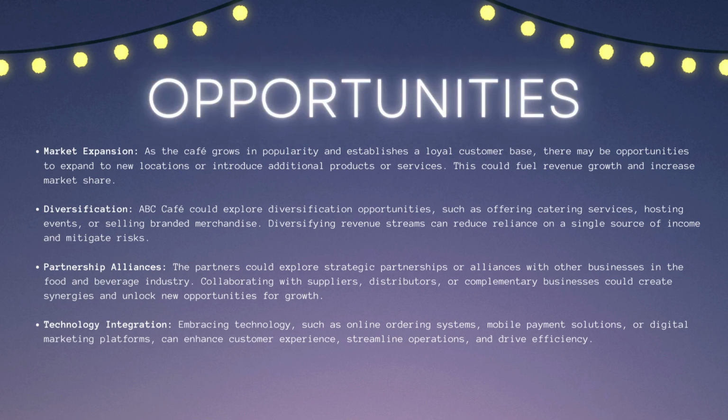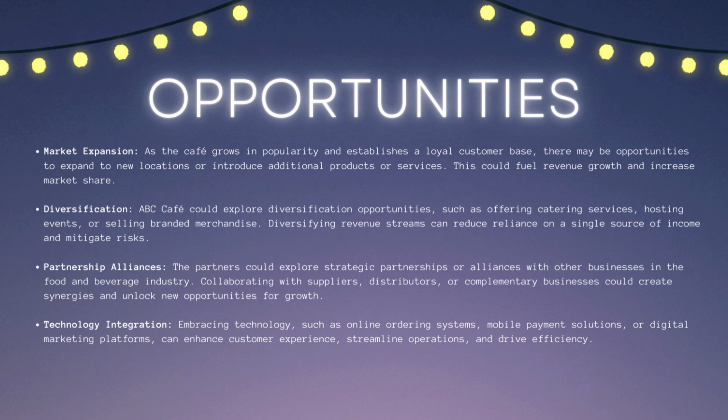Opportunities. Market expansion. As the cafe grows in popularity and establishes a loyal customer base, there may be opportunities to expand to new locations or introduce additional products or services. This could fuel revenue growth and increase market share.